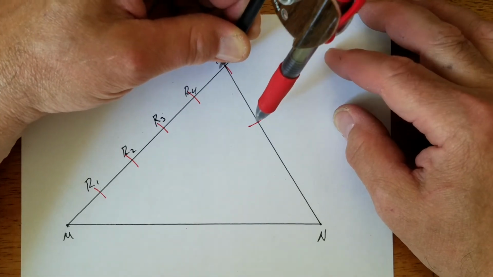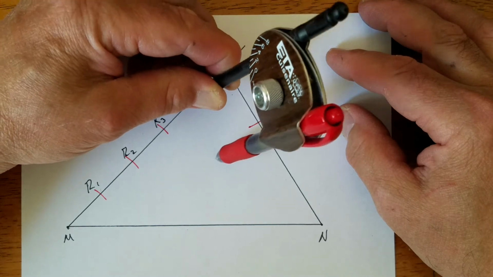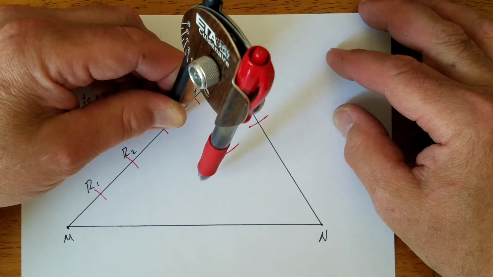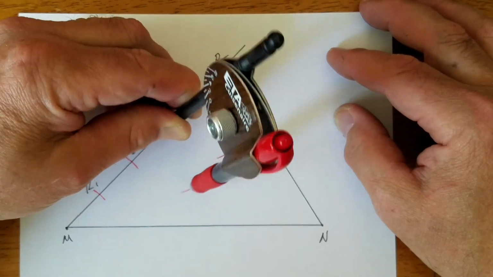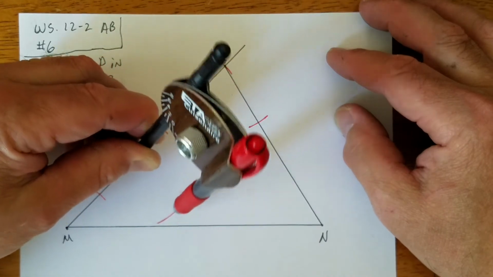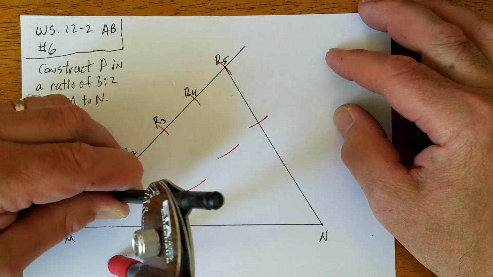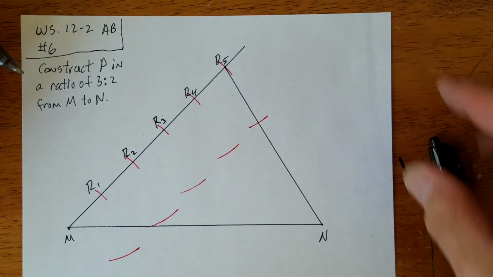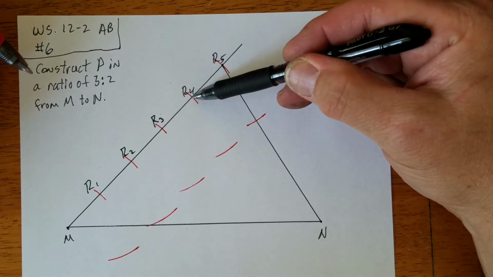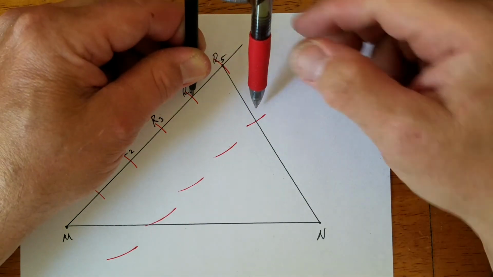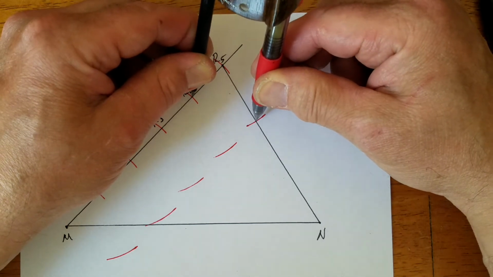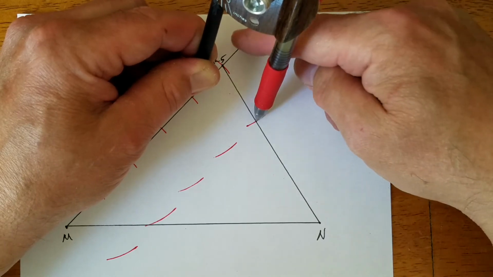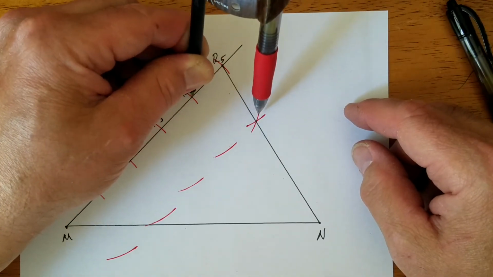Okay, and then using the same radius, go to R4, and in the same general location, make an arc below it, as you did with the other points, continuing all the way down to R1. Next, we want to go to R4 and then adjust the compass so that we can measure over to that first arc that intersected on the line R5N and just cross it with an X.